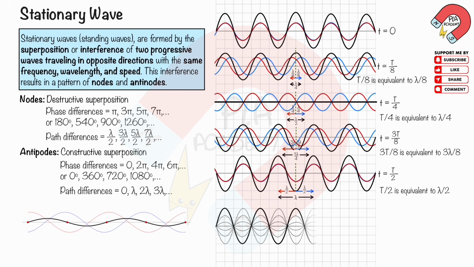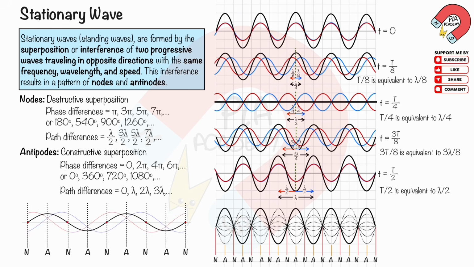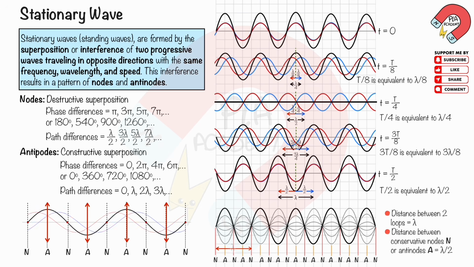When two waves traveling at the same speed in opposite directions superpose, they can form stationary waves, which appear as a series of loops, as shown. This creates a pattern of nodes and antinodes. At nodes, the amplitude is at minimum. In this diagram, it is 0 because the waves have equal amplitudes. At antinodes, the amplitude is maximum. The distance between two loops is equal to the wavelength lambda. So, the distance between consecutive nodes or antinodes is half of the wavelength.